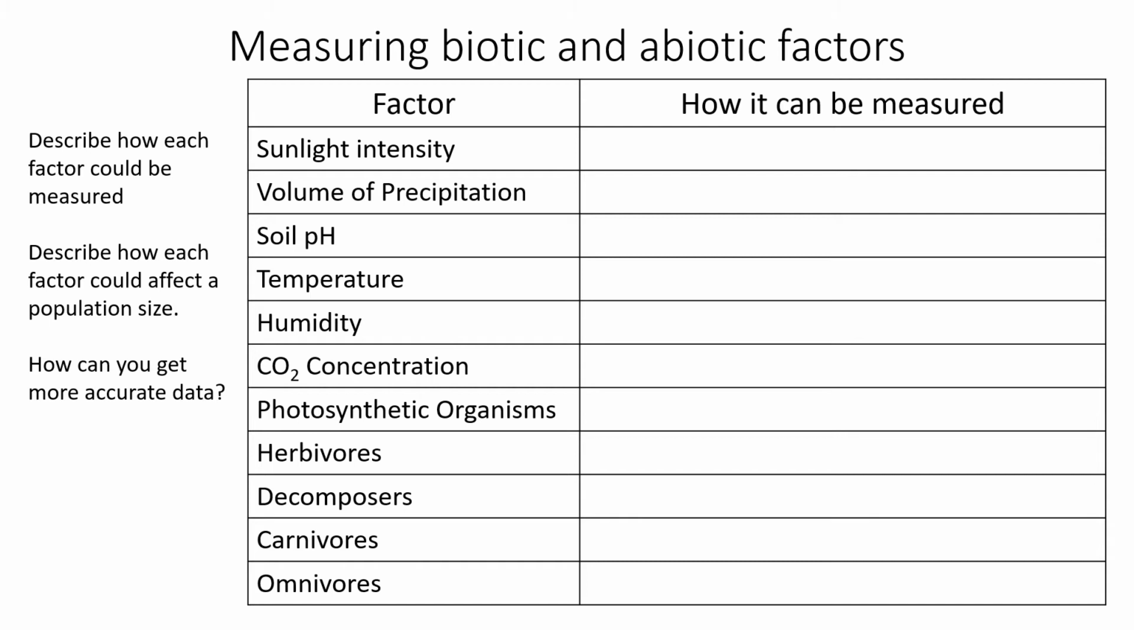So we'll go through the answers. For sunlight intensity, we literally go with a light intensity meter. A photometer is the actual term for the piece of equipment, but you would get away with light intensity meter in the exam if you're really stuck. But photometer is the best one. In terms of volume of precipitation, we just need anything that will measure volume, such as a measuring cylinder.